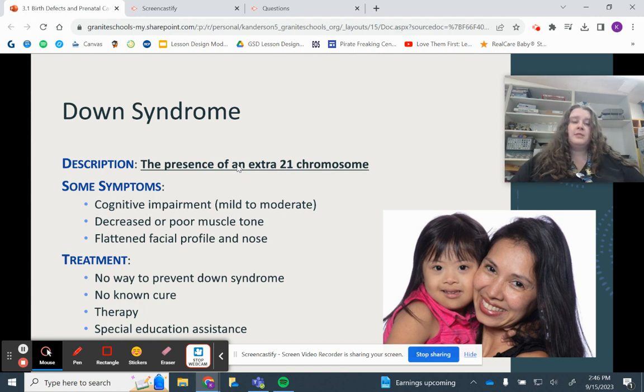Some symptoms: cognitive impairment can be mild to moderate, decreased or poor muscle tone. They can have a flattened facial profile and nose. There's no way to prevent it. We don't have a cure for it. But they can go to therapy and get special education assistance in school. Most of you probably know somebody who has Down syndrome.